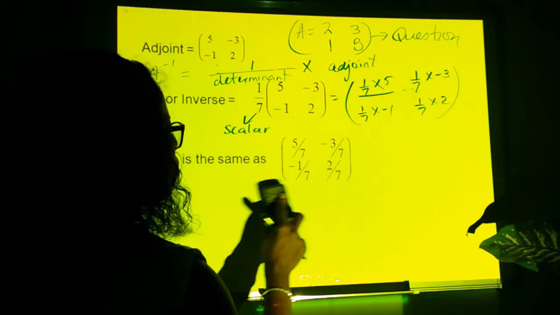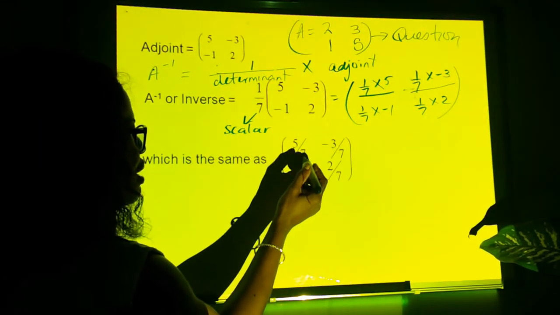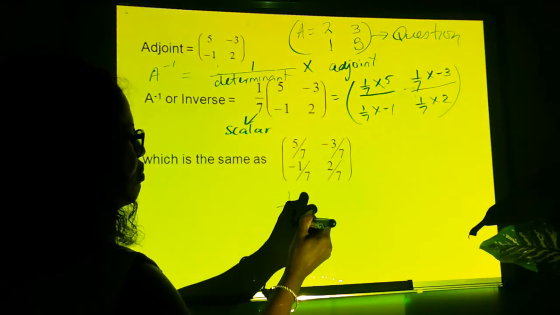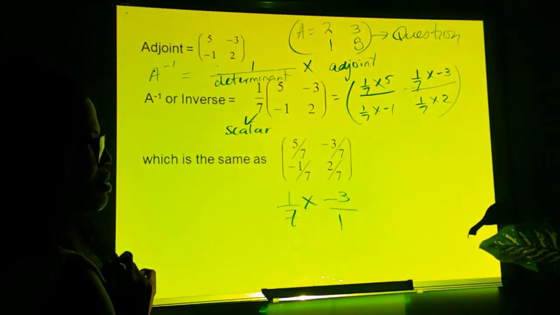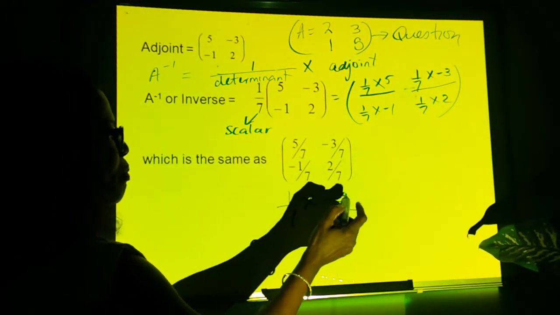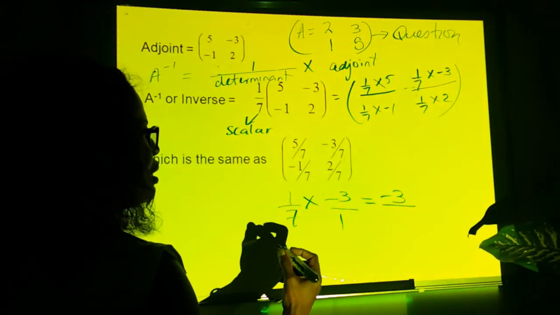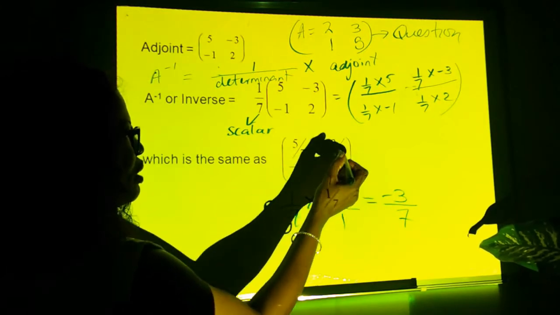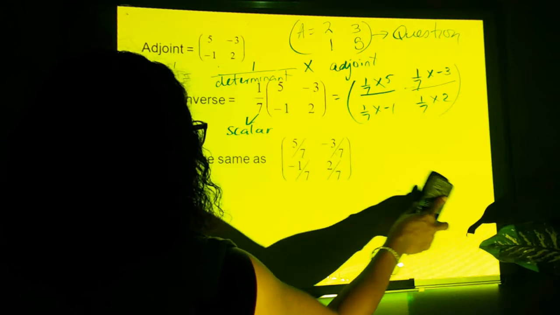One last example of how we get the answer for this, because that's how we get the 5 over 7. Let's see how we get the negative 3 over 7. 1 over 7 times negative 3 over 1. Nothing can be cancelled, so we multiply numerator by numerator, negative 3, and denominator by denominator, 7 times 1, 7. That's how we get our negative 3 over 7. So I think this is pretty clear.